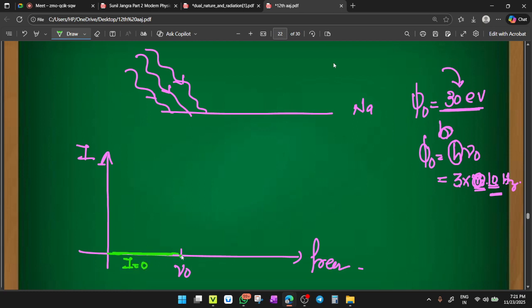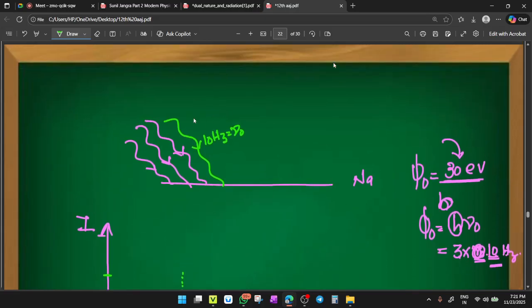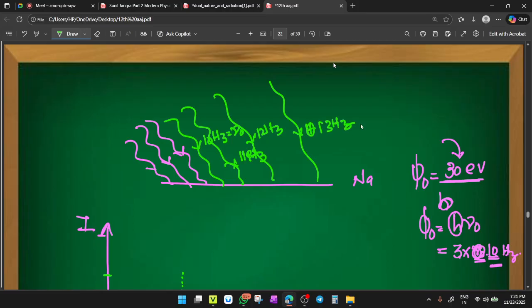But as you incident radiation of frequency 10 hertz, meaning threshold frequency nu naught, there will be ejection of electrons and the current will rise. Yes or no? There will be a rise of current. Some current is there. After that, like you incident a frequency of 11 hertz, 12 hertz or 13 hertz, tell me students, will the current increase or remain constant?